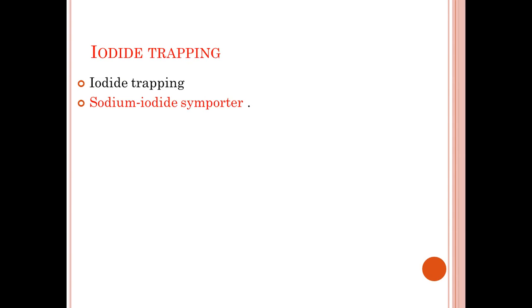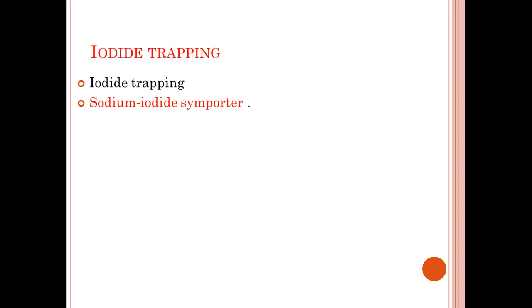The first step in the synthesis of thyroid hormone is iodide trapping. As we know, thyroid hormones are synthesized by the iodination and coupling of two molecules of the amino acid tyrosine. This process depends on an adequate supply of iodide. The iodide in the diet is absorbed from the small intestine, and then it will reach the thyroid.